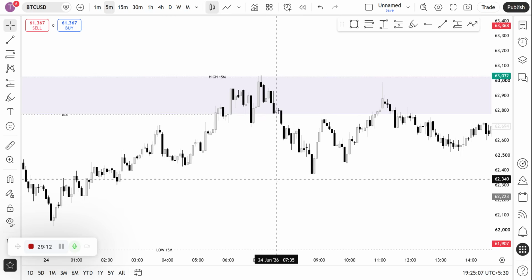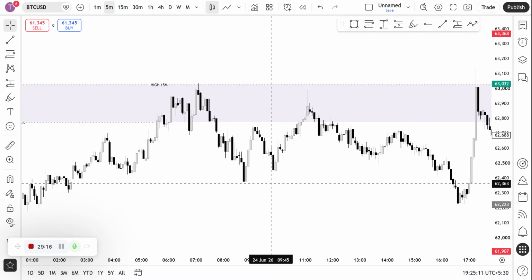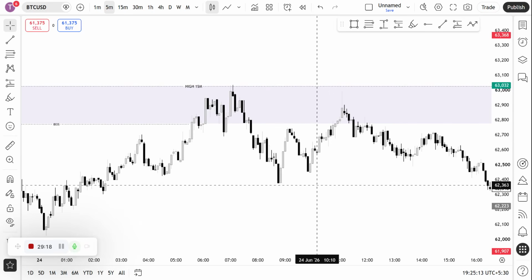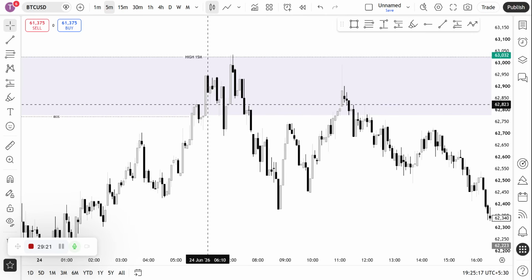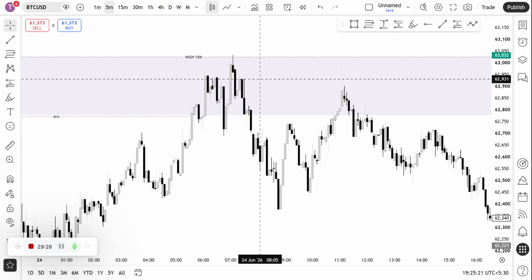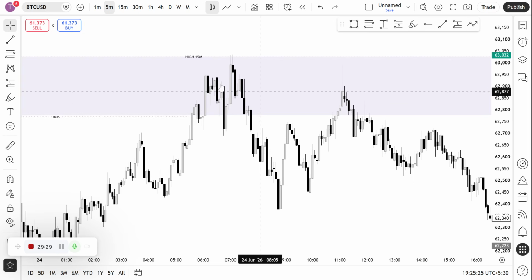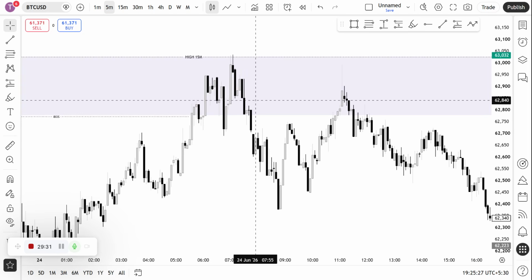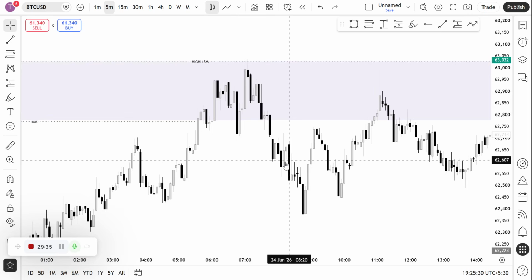Guys, take note, I'm looking for my entry confirmation on my what? On my M5. Simple. So this is the candle that shows me that the market mitigated our order block. I don't just enter the market just because it mitigated my order block. So what am I looking for? I'm looking for my entry confirmation.